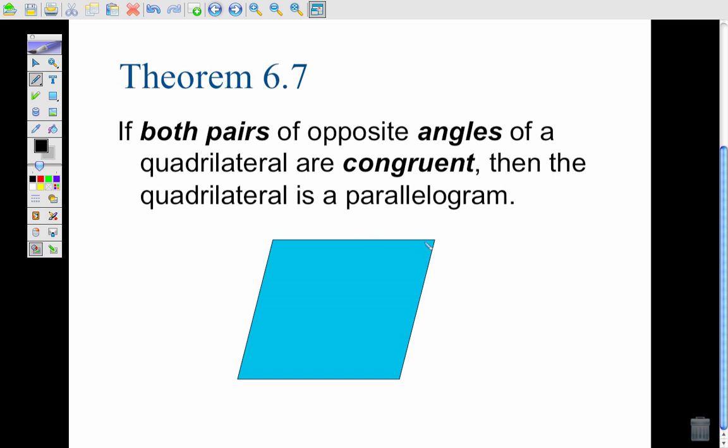Both pairs of opposite angles are congruent. So remember, opposite is across from each other, not next to each other. And if we have this situation, then we know we have a parallelogram. And that would be all we would need to know. That's enough information to give us a parallelogram.